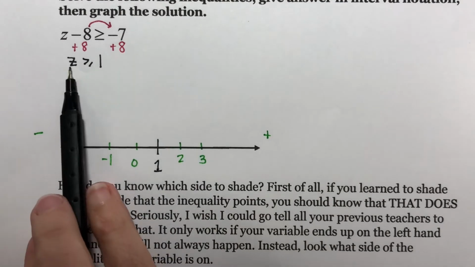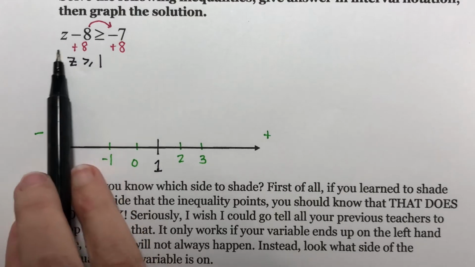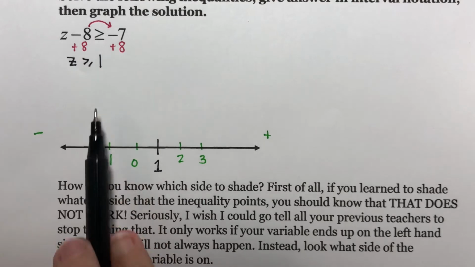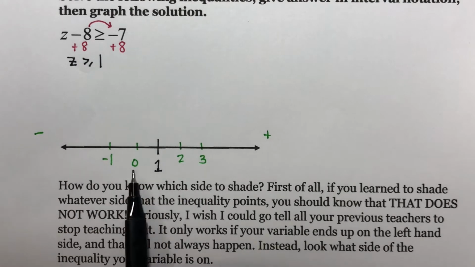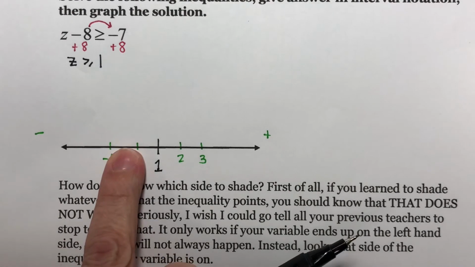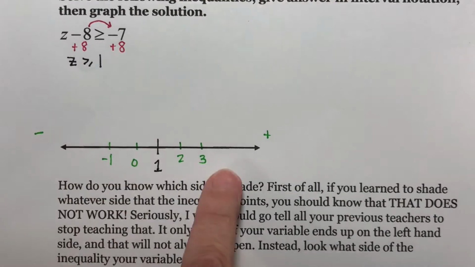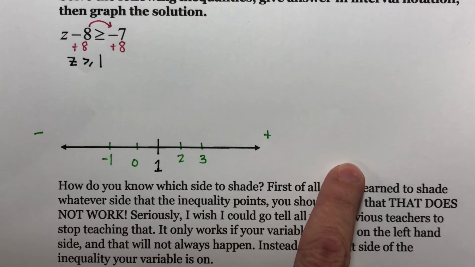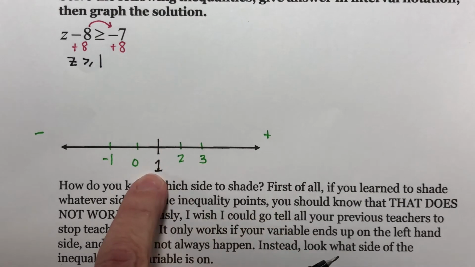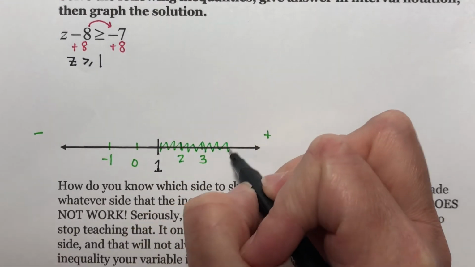Okay, now look at your variable. Which side is this on? Whatever number I put here needs to be bigger than or equal to 1. Think about it, pick some numbers. Is 0 bigger than 1? No. My answer is not going to be on this side. 2 is greater than 1. 3 is greater than 1. All of these numbers are greater than 1. So what we want to do is shade the side of this number where all our answers are true. All of them are true over here.